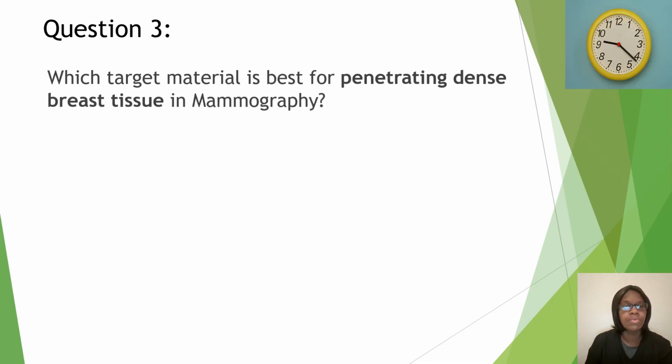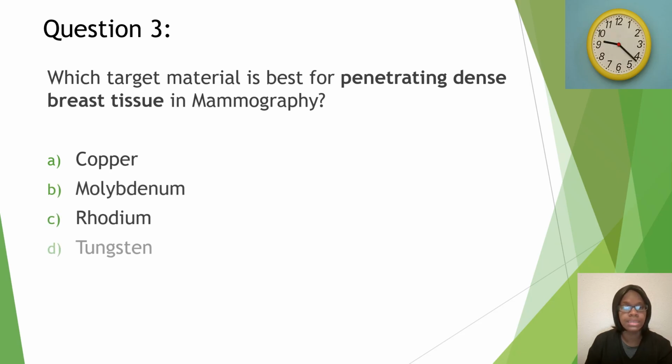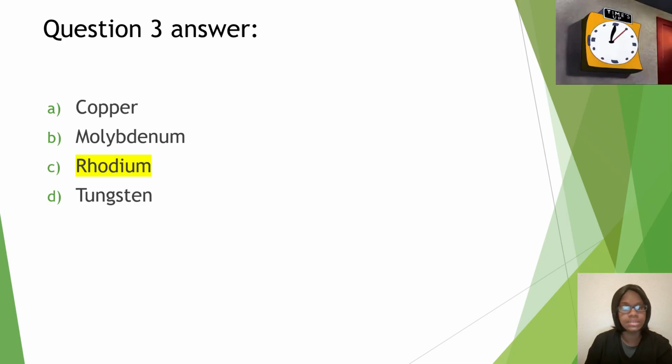Question 3. Which target material is best for penetrating dense breast tissue in mammography? A, copper. B, molybdenum. C, rhodium. D, tungsten. All right, the correct answer is C, rhodium.